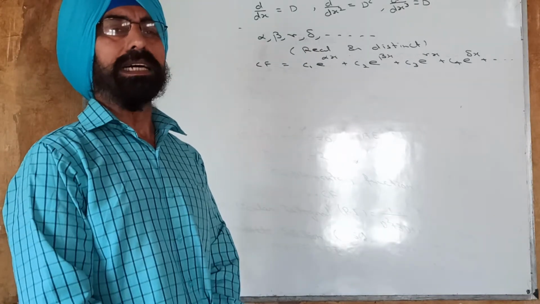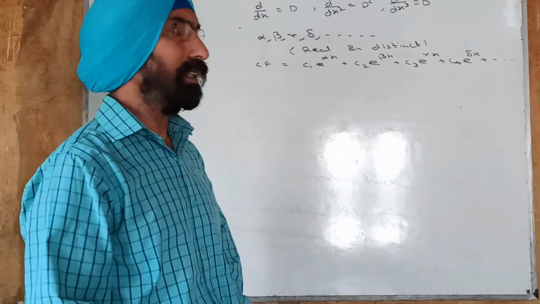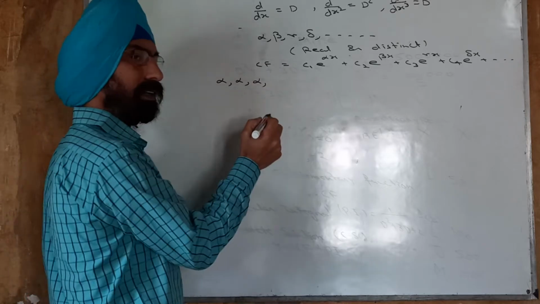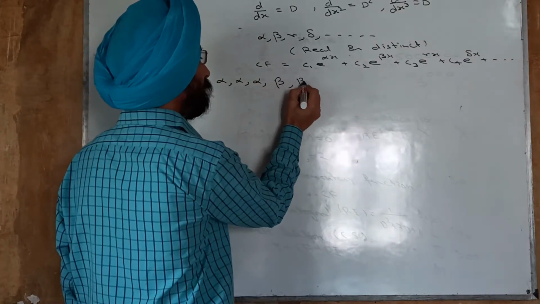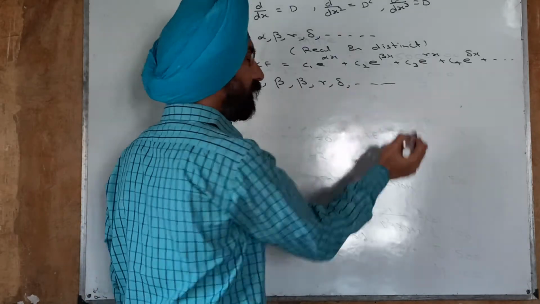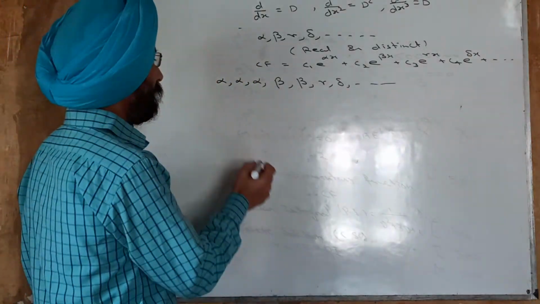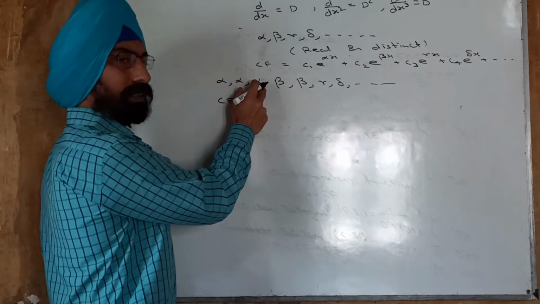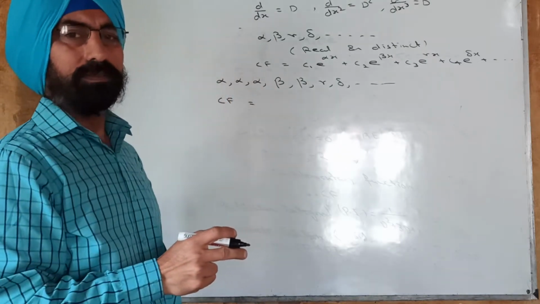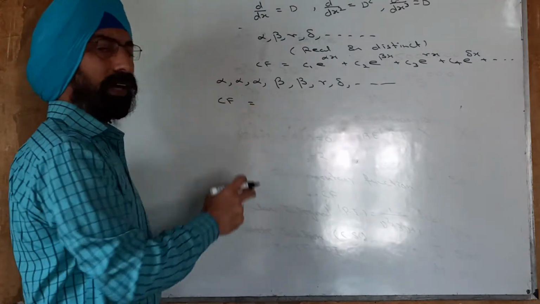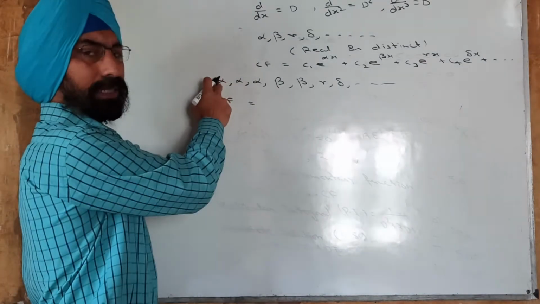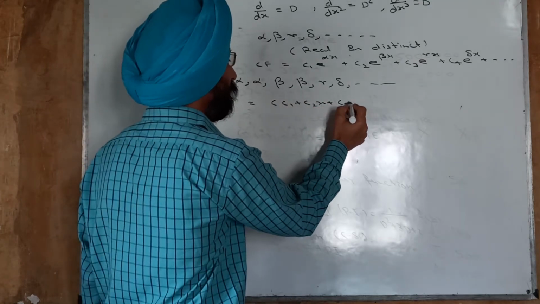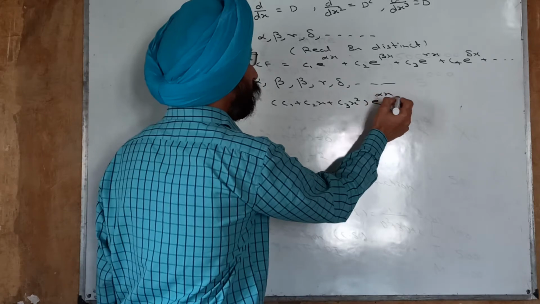What if the roots are real but not distinct? Suppose a root alpha occurs 3 times, alpha, alpha, alpha. Another root beta occurs 2 times, and then gamma, delta and so on, some other roots are also there. Then the complementary function will look like this. The part of the complementary function for the root alpha, which is repeated and has multiplicity 3, will be (C1 + C2x + C3x²) e^(αx).